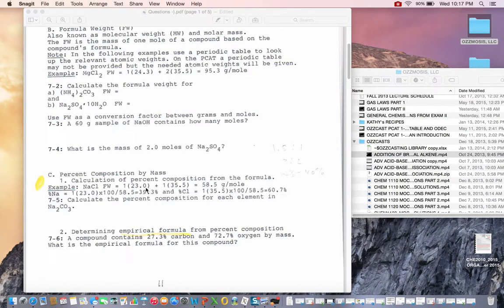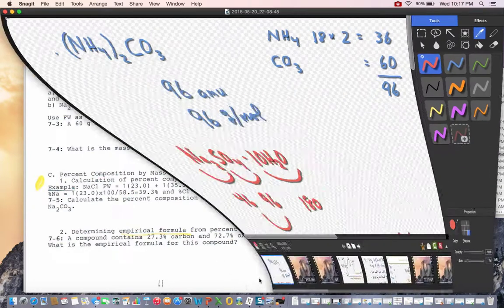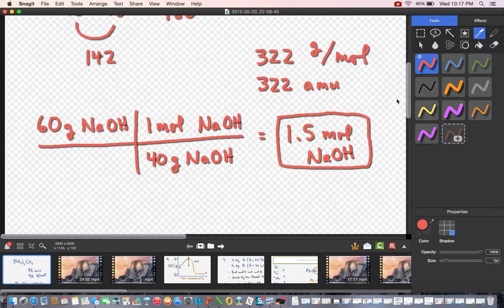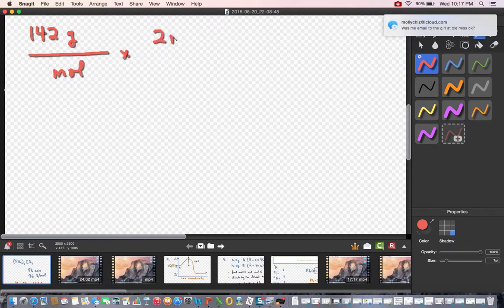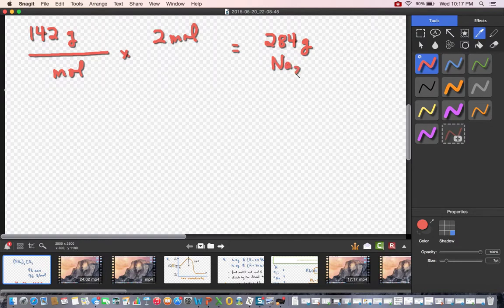Looking at the second problem, what's the mass of 2 moles of sodium sulfate? This problem is significantly easier now that we've already determined that the mass of sodium sulfate is 142. We have 142 grams per mole, and we're going to multiply that by 2 moles. That becomes 284 grams of Na2SO4.